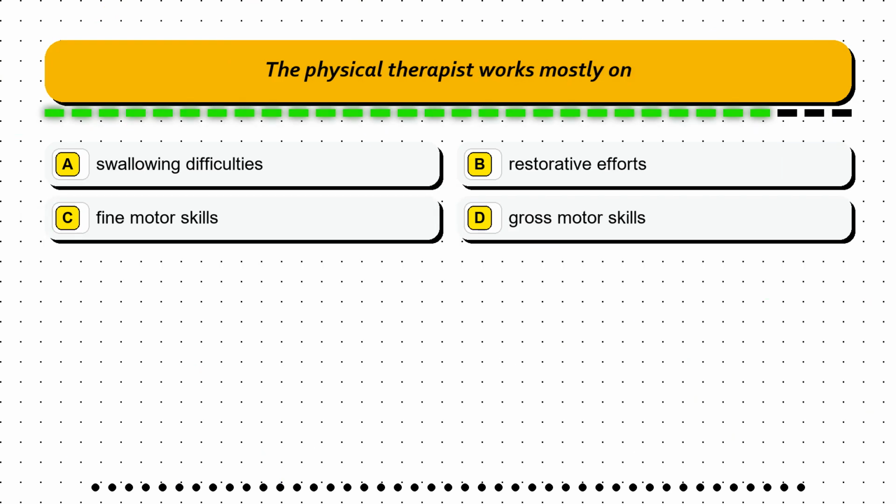Question 8. The physical therapist works mostly on: Option A. Swallowing difficulties. Option B. Restorative efforts. Option C. Fine motor skills. Option D. Gross motor skills.